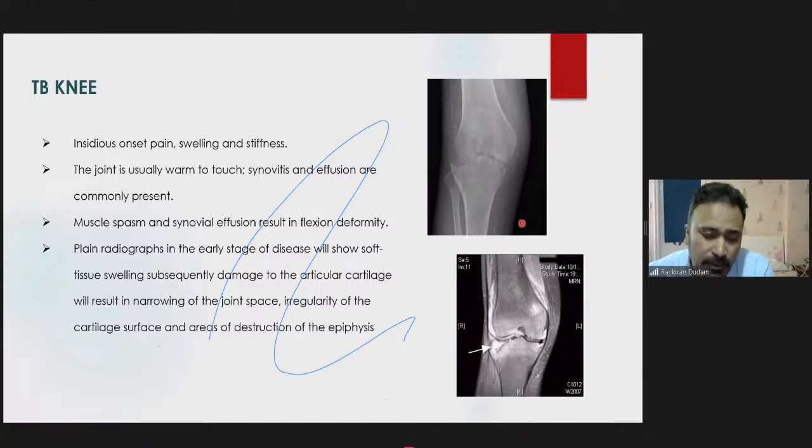I am not touching upon MRI sacroiliitis. So I'm talking about MRI hip and knee. MRI sometimes is very helpful in these conditions, because MRI in tuberculosis or any infection doesn't respect the joint, and there will be a lot of soft tissue inflammation. And this patient has a tuberculosis knee.